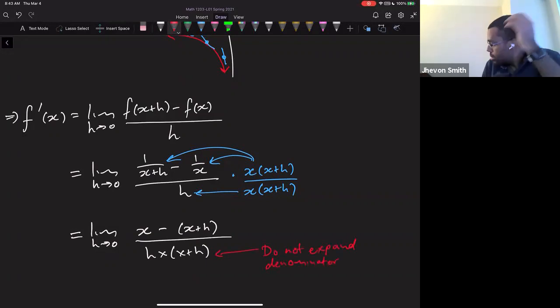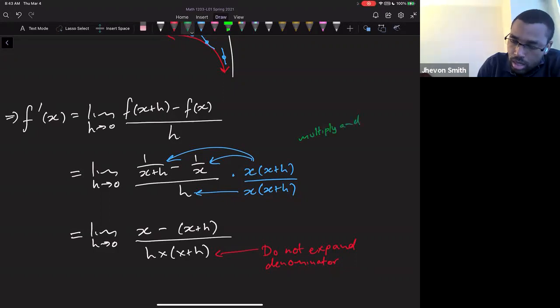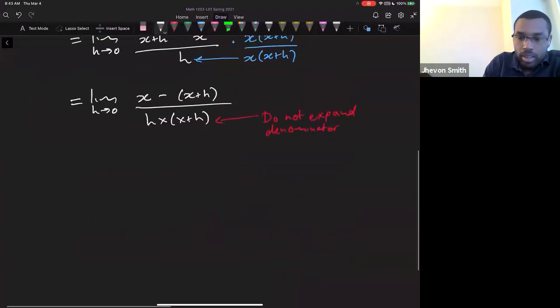You can be in a situation where you want to expand temporarily, but that would be for the purpose of refactoring it. Here, it's already in a factored form. You do not want to expand it. And here, what we did was multiply and divide by LCD, which is the standard trick here.